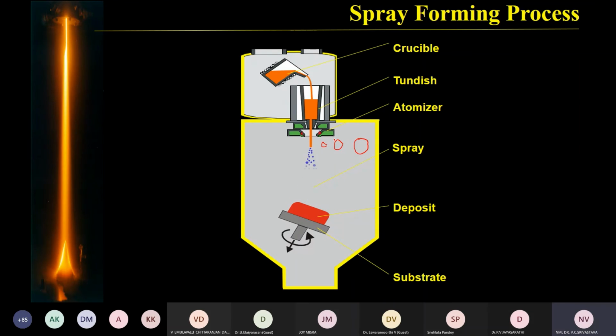So this is how spray forming works, and it gives rise to very high refinement in the microstructure. This is a replacement for the casting process, where you are limited in composition. Here you can use different compositions for grain refinement, as I discussed for aluminum silicon alloy.